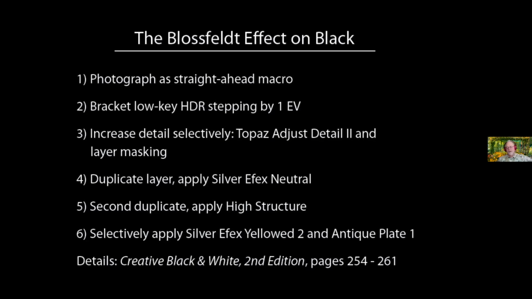For the black and white conversion in the examples, there are many ways to do it, and of course many of them are in my black and white books. But in the examples, I typically use Silver FX. Then I also apply a second duplicate to create more structure selectively in the image. The effect shown with the images that have the sepia with the fuzzy edge is done by applying Silver FX yellow to an antique plate 1. There are other ways to go about it, but that's what I'm going to show you.